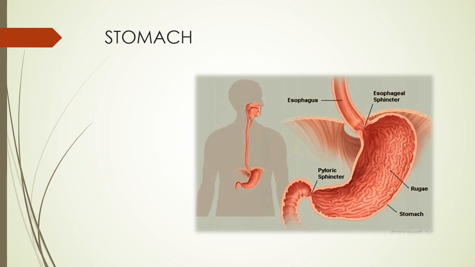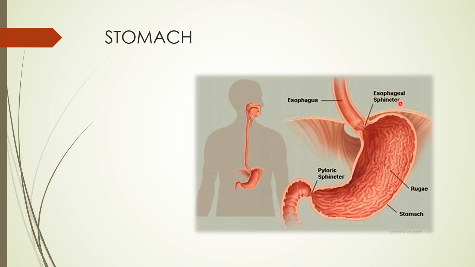Food passes through the buccal cavity, enters the esophagus and then it enters the stomach. Now at each entry point there is a gate to make sure that food goes only in one direction and not backwards. So between the esophagus and stomach is the esophageal sphincter.